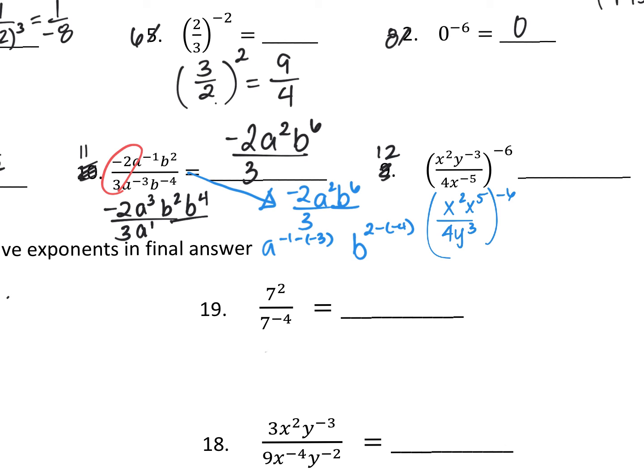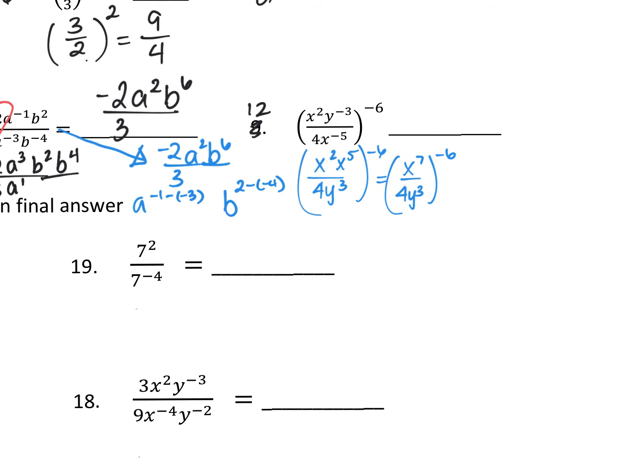I'm not done. Now I can simplify my x's. X squared times x to the 5th is what? Right, x to the 7th over 4y cubed. And that's all to the negative 6th power. Now let's deal with the negative, which flips the whole thing around, makes it a positive 6. So the negative exponent on a big complicated fraction just flips the whole thing around.